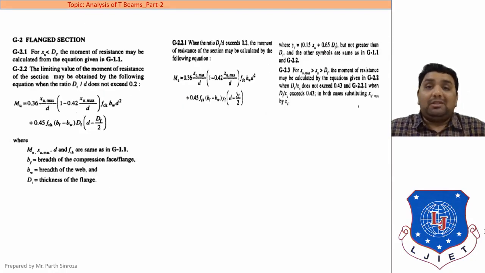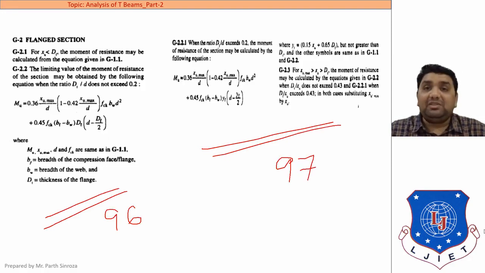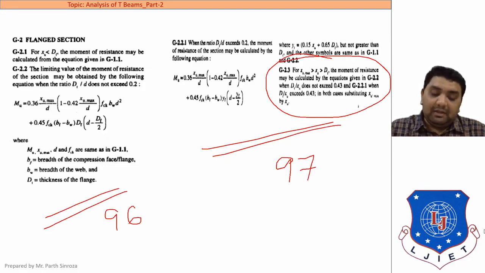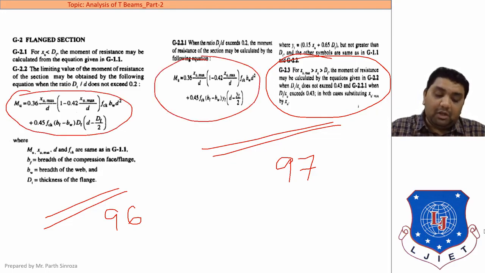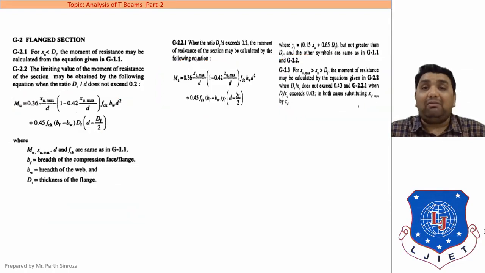Let us visualize the whole thing together. This equation is given in page 96 and these both cases are given in page number 97. We will be referring to this case, that is G 2.3, for now, as we are getting the answer XU greater than DF. So for XU greater than DF, the moment of resistance may be calculated by the equation given in G 2.2. That is, either we will use this equation or we will use this equation. If we are getting the answer XU greater than DF, then we will be using these two equations to solve these things. But how and when to use this equation?